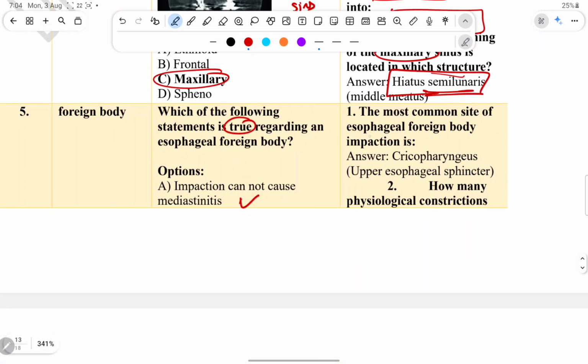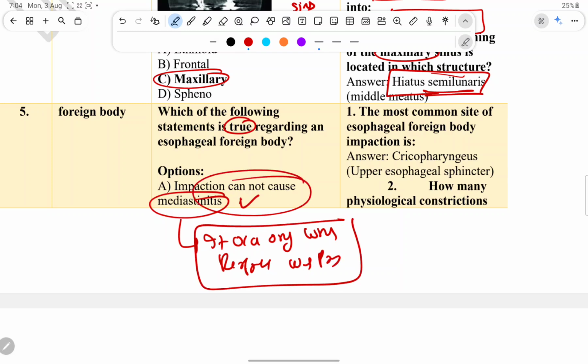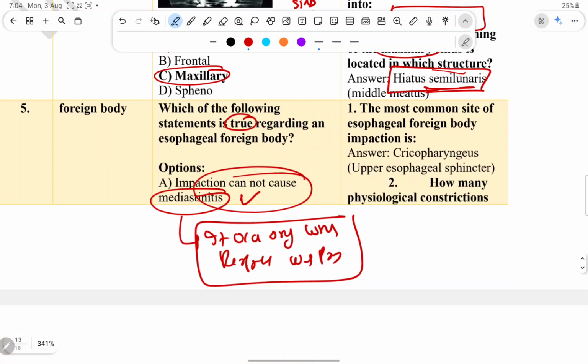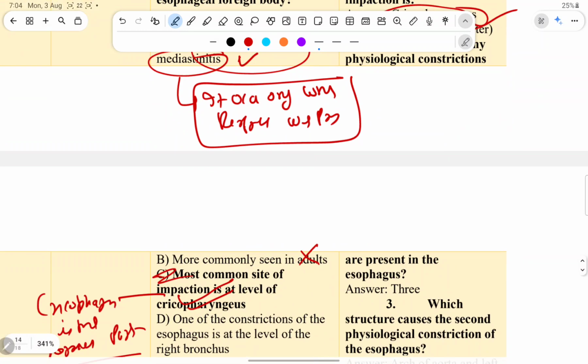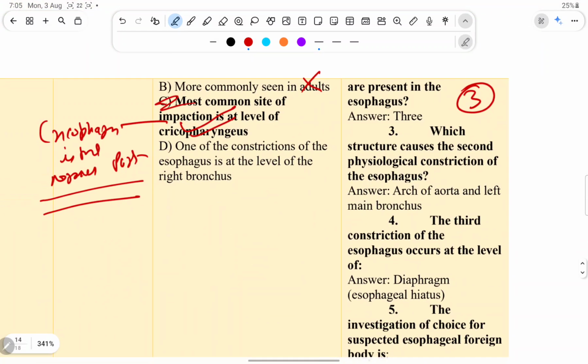Okay, mediastinitis cannot occur as the most common sign because it occurs only when perforation is present. It can be the answer, but since C is a better option, I will go with C. The most common site of esophageal impaction is the cricopharyngeus, that is the narrowest part. How many constrictions are present? Three constrictions are present in the esophagus.